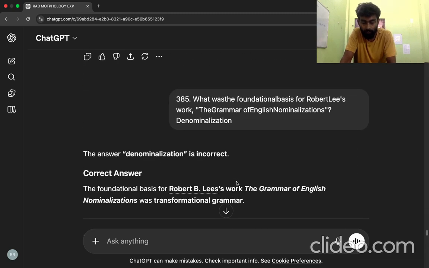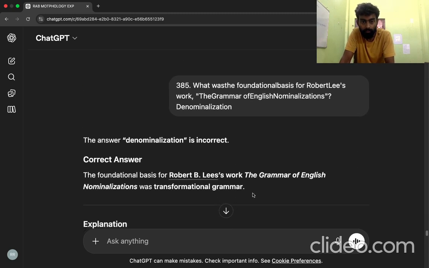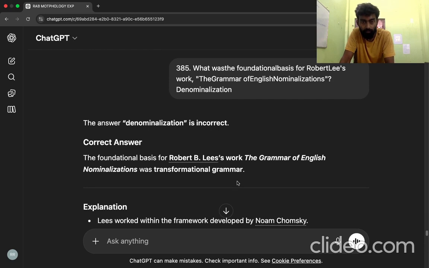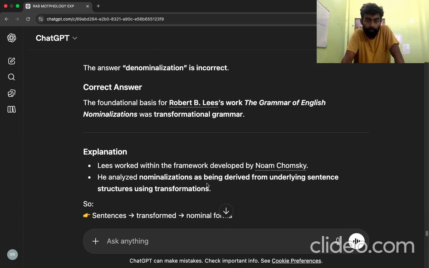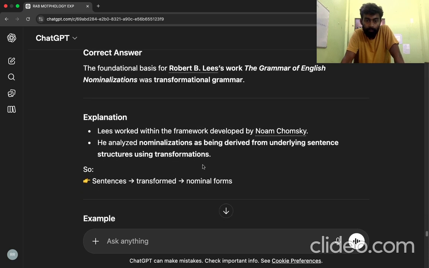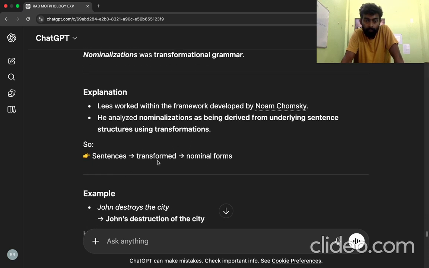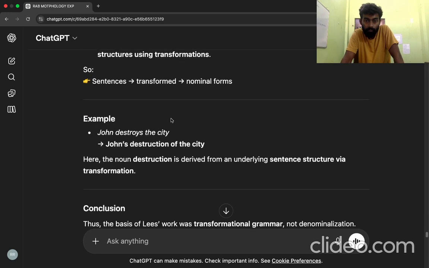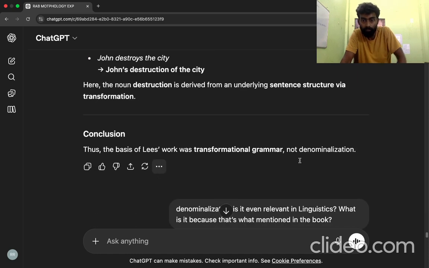Correct answer. The foundational basis for Robert B. Lees's work, The Grammar of English Nominalizations, was transformational grammar. Explanation. Lees worked within the framework developed by Noam Chomsky. He analyzed nominalizations as being derived from underlying sentence structures using transformations. So, sentences transform into nominal forms. Example: John destroys the city. John's destruction of the city. Here, the noun "destruction" is derived from an underlying sentence structure by transformation. Conclusion. Thus, the basis of Lees's work was transformational grammar, not denominalization.